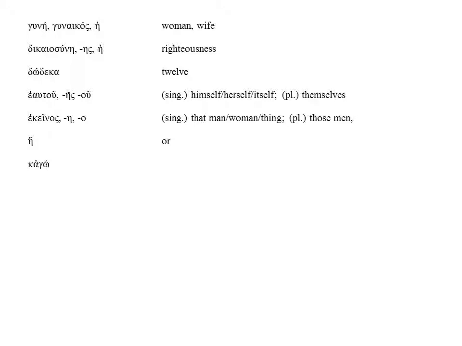Kago. And kago is a word that is called krasis. That is, two words have come together and smashed in together. The most common words are kai and anything that begins with a vowel. And this is kai ego, or and I. Kai ego, and I, but I.